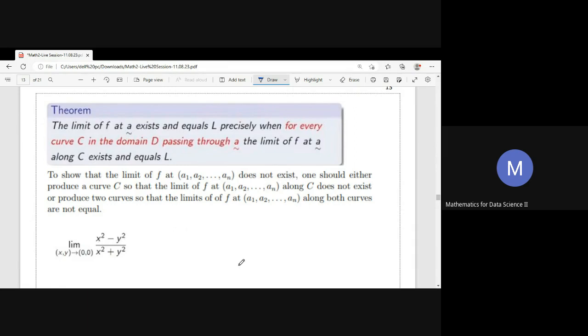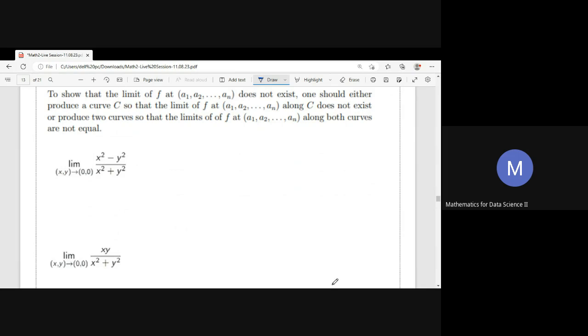Okay, so let us do some examples so that we will understand it better. Consider this example: the limit as x comma y goes to 0 comma 0 of x squared minus y squared by x squared plus y squared. Now what happens along the x-axis? Usually we start with the x-axis, y-axis, y equal to x and so on. So along the x-axis, what is your y value? 0. So what is the function?